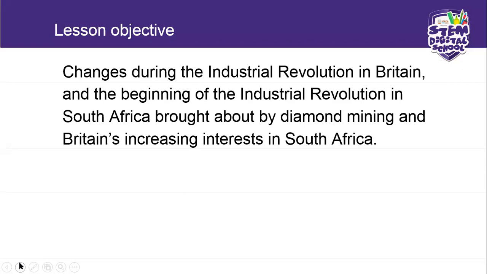Okay, the objective is changes during the Industrial Revolution in Britain and the beginning of the Industrial Revolution in South Africa, brought about by diamond mining and Britain's increasing interest in South Africa. So that is the objective of today's lesson.